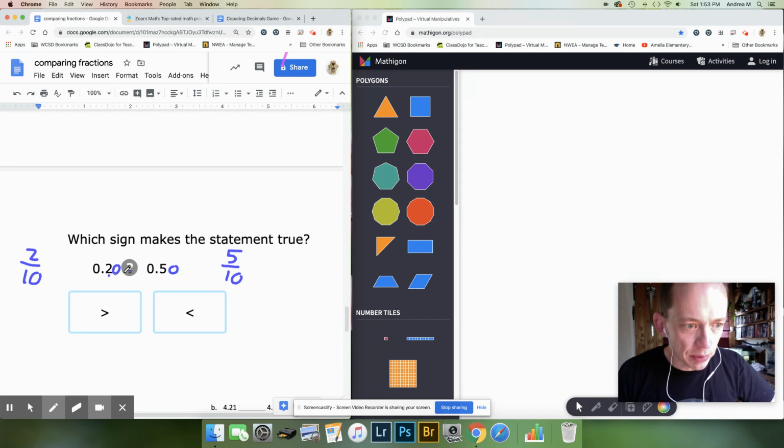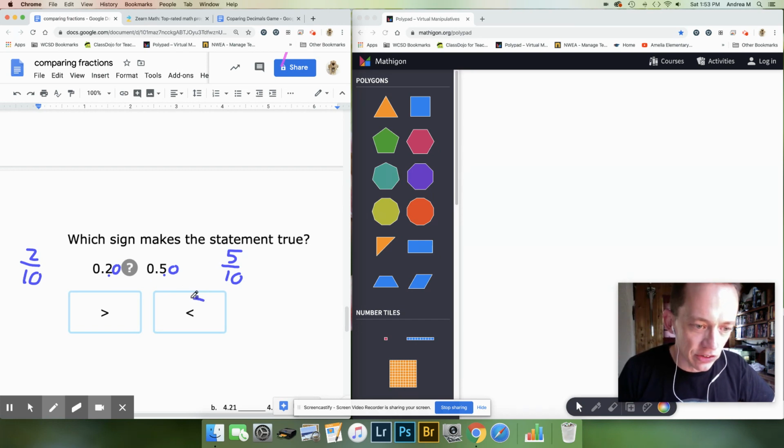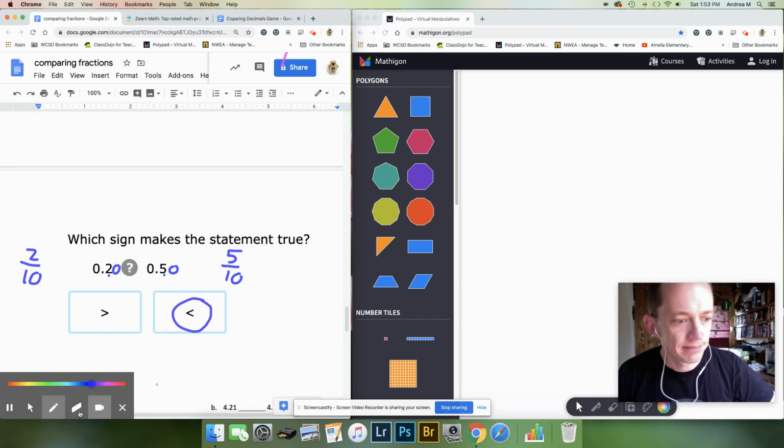We can look at that place value right there, the tenths. We have 2 of them here versus 5 of them. So we would say that 2/10 or 20 hundredths, both of those are correct, both of those are the same way we could say that, is less than 5/10 or 50 hundredths.